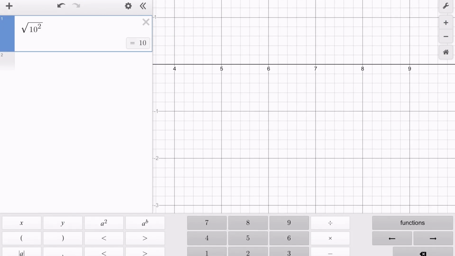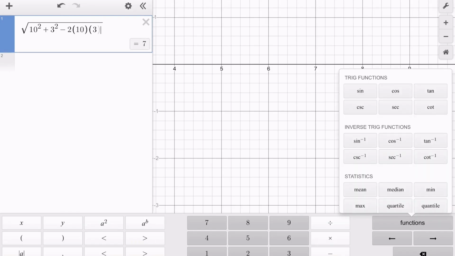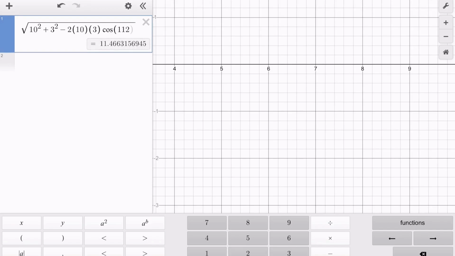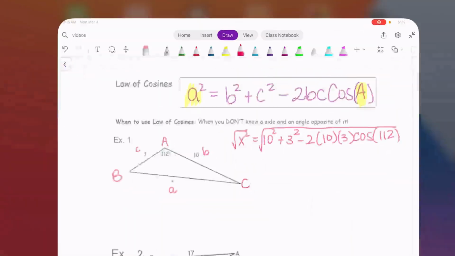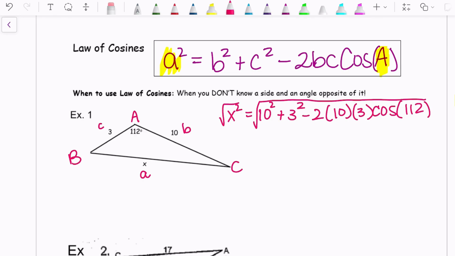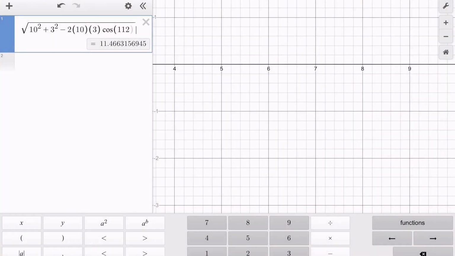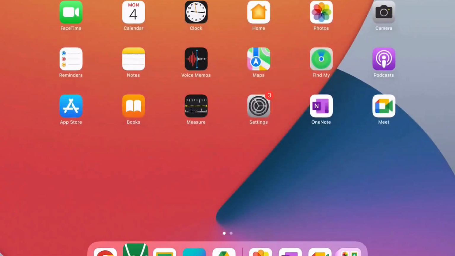So I have the square root of 10 squared plus 3 squared, minus 2 times 10 times 3 times the cosine of 112, and I'm just going to double check that I typed everything in right. 2, 10, and 3, 112, yep. And so typing it all in at once helps you to not mess up and round too often during the problem. So I would have 11.47 if I was rounding to the nearest hundredth.